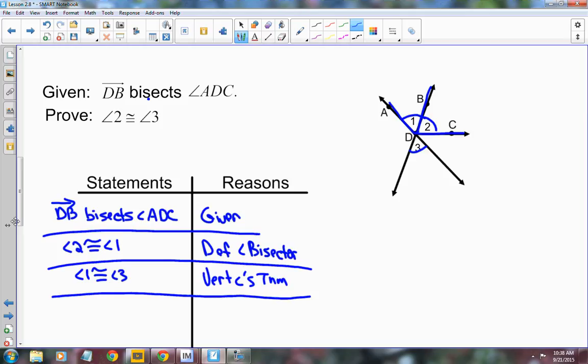Okay, now everybody look. 2 is congruent to 1. 1 is congruent to 3. 2 is congruent to 3 by the transitive property, okay?